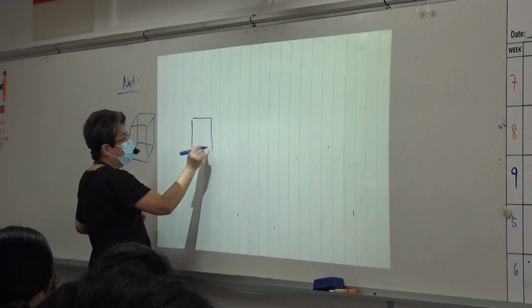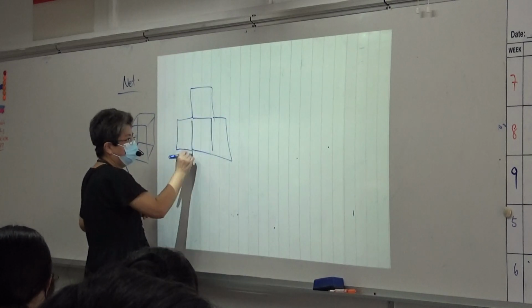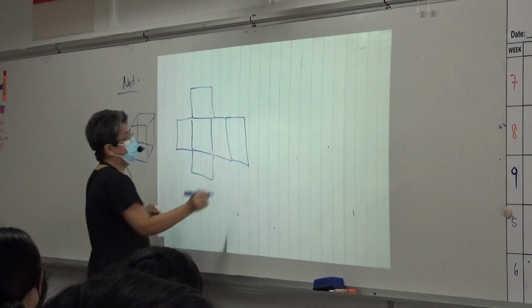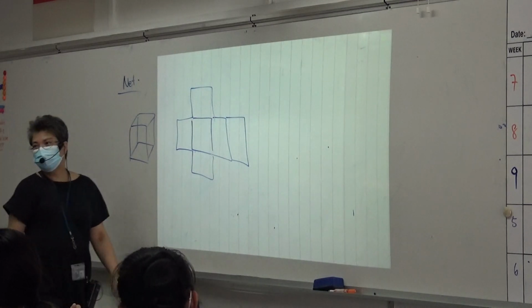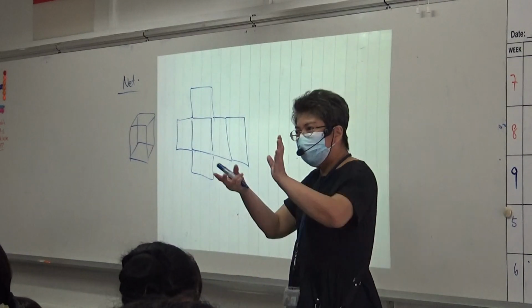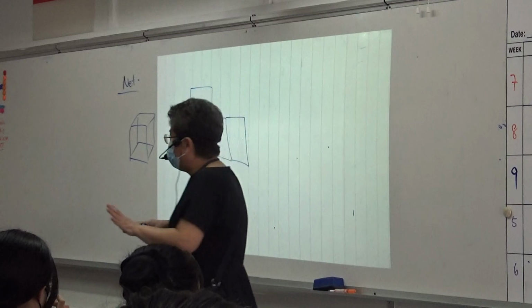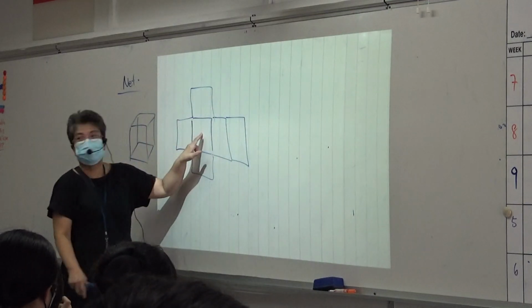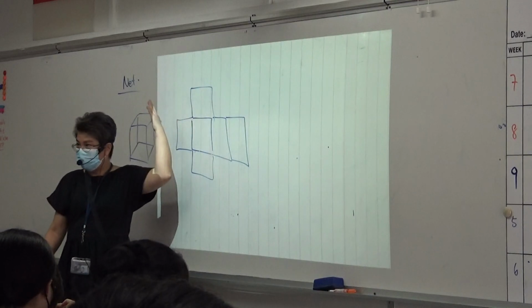Now, I want to tell you something here. This is a net of the cube. Why is it the net of the cube? Because when you fold, it can become a cube. Can you see it? How do I fold it now? Can you see this will be the base? This four will be the sides, right? And this will be the cover.